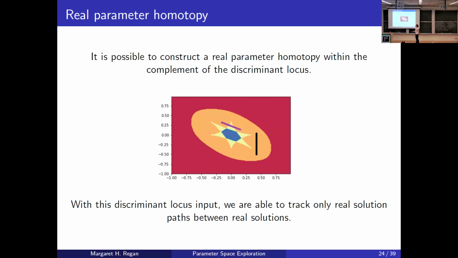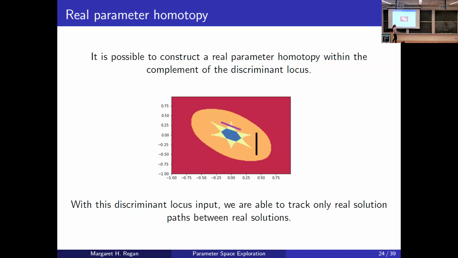If we look at this purple line here, the boundaries between the different colors represent where the discriminant locus would be in this case. In the red component, we have 0 real solutions, and then we have 2, 4, 6, so it's colored based on the number of real solutions.